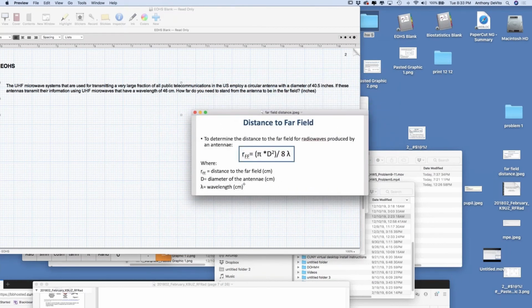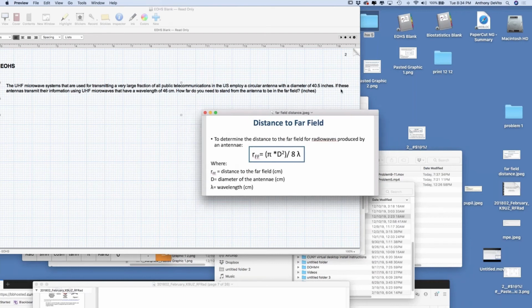And let's see what we have here. The radius, let's say it's broadcast. This broadcast is going omnidirectional. It's going in every direction, right? So it's a big circle. So R is defining the distance as a radius. So R far field, the distance from the source, is equal to pi times the diameter squared, the diameter of the antenna, divided by 8 times the wavelength of the source.